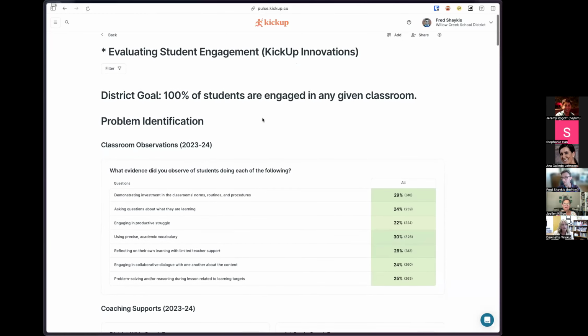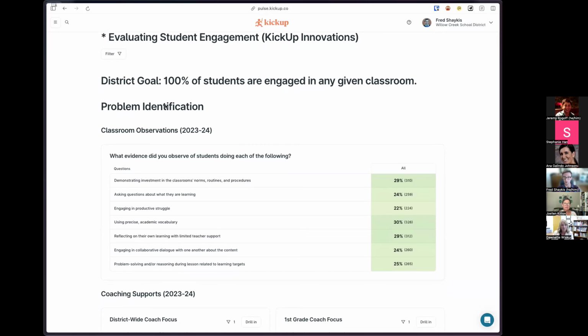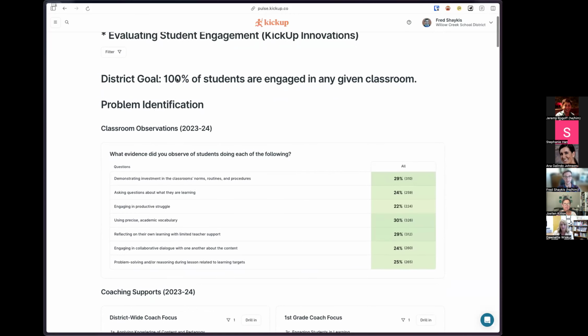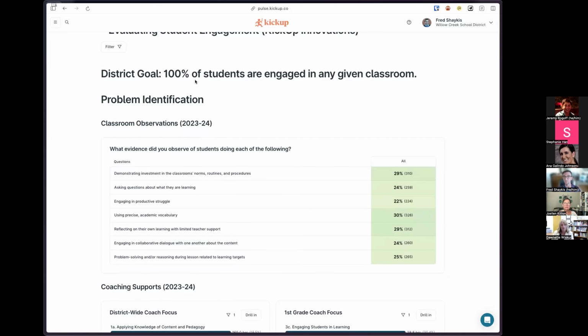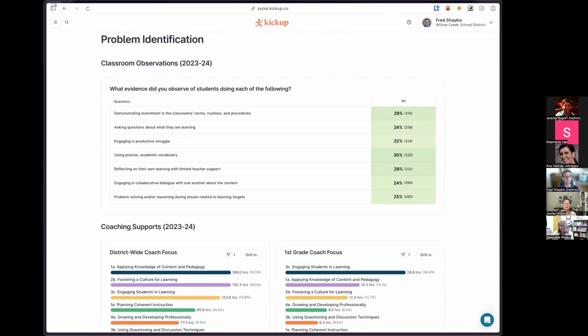So program evaluation, as easy as Joellen may make it look, is really hard to do well. And so while no tool can actually do it for you, dashboards can supercharge your ability to conduct effective program evaluation. So in this example, the team began in the problem identification stage by analyzing last year's walkthrough data. And again, the goal that they're focused around, the strategic priority, is driving more student engagement. They had identified that as the focus area for their district. So they started by analyzing last year's walkthrough data.